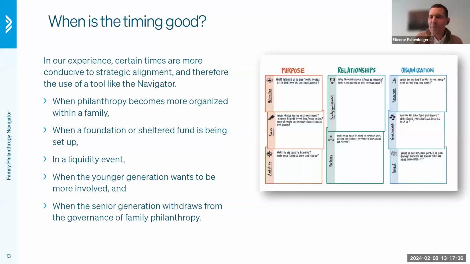I've also tried to put some practical elements, when we use the navigators more than other times. I think, Mairi, you have done something very similar. When philanthropy becomes more organized in a family, that's what I stated initially, you can give punctually and regularly, but when you want to get more organized, it's probably good to think about some of the key questions we need to address. When you create your foundation, is it a sheltered fund or a DAF? This is also a good time, not only to define the topic, or the bylaws, but really how you want to approach it and how you get organized. Liquidity events is certainly something. The younger generations get more involved, or the senior generation steps out.